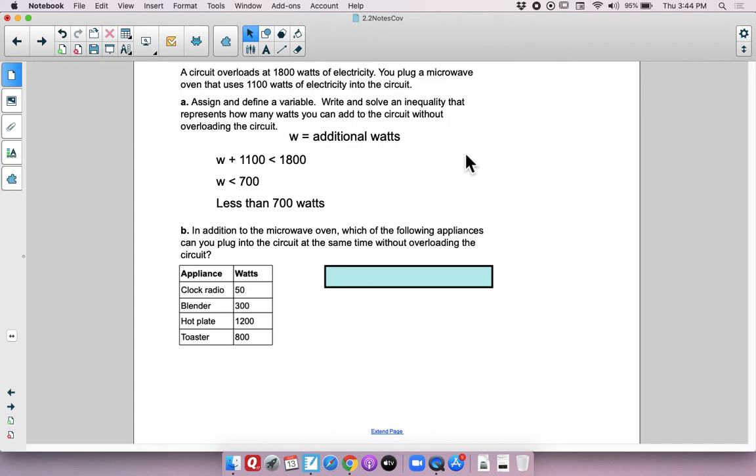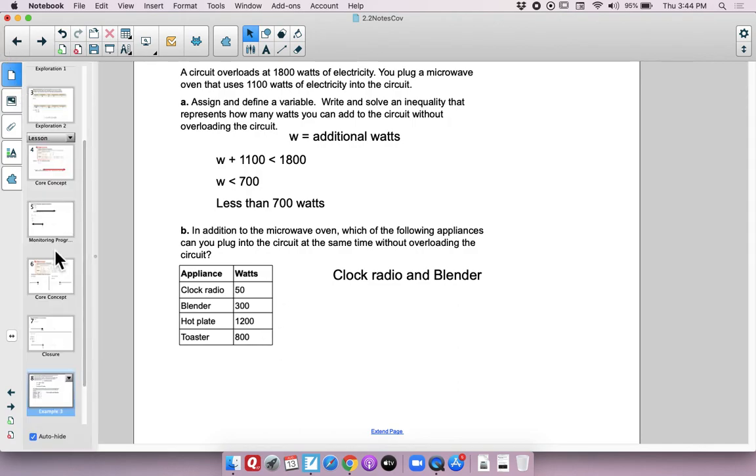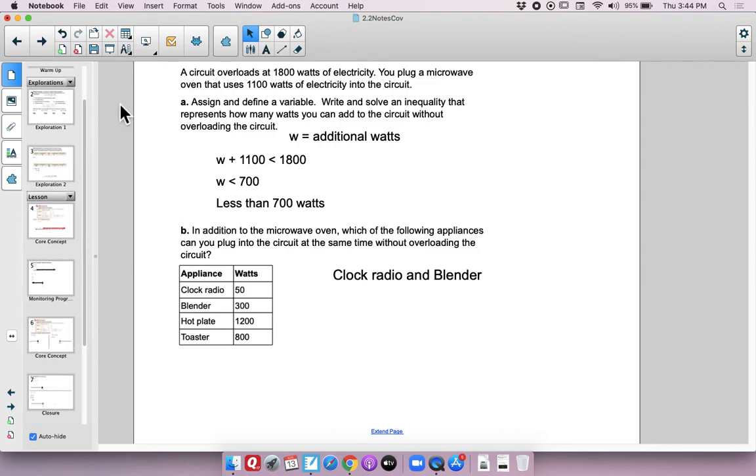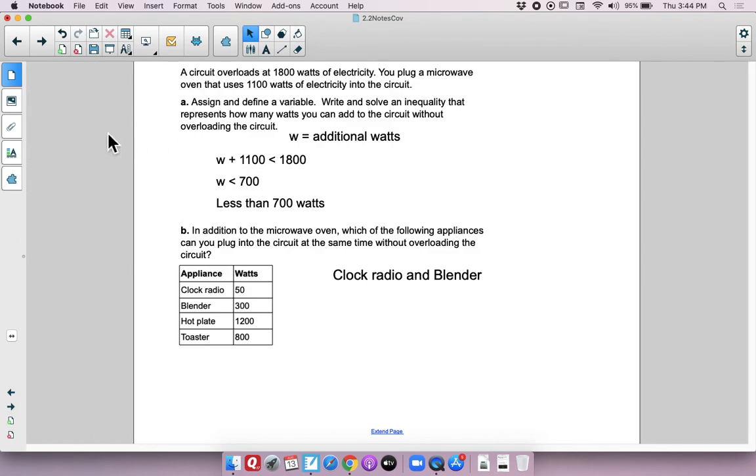Okay, B says, in addition to the microwave oven, which of the following appliances can you plug into the circuit at the same time without overloading the circuit? So, and here's how many watts each of these items have. Like, what could you plug in? Clock, radio, blender. Could you plug both of those in? Yeah, because that's less than 700 combined. Can you do any other combo? Absolutely not. Okay, and I think that is it for 2.2.